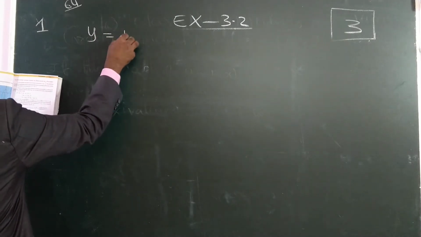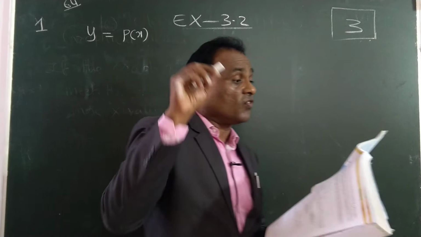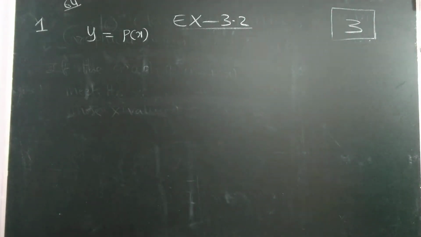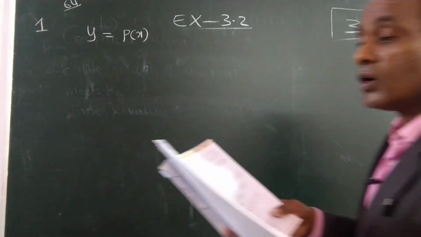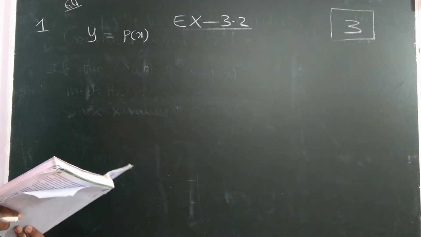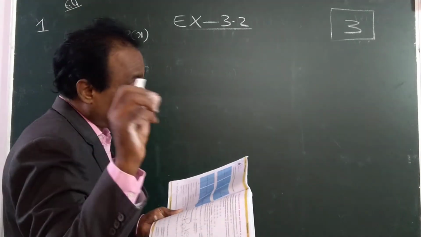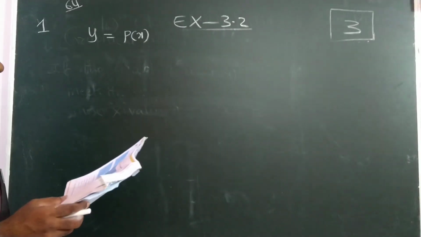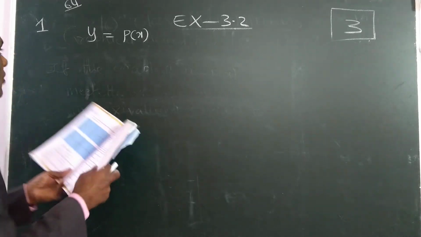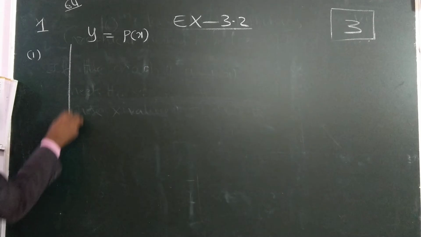The graphs of y is equal to p of x are given in the figure below, for some polynomials p of x. In each case, find the number of zeros of p of x.